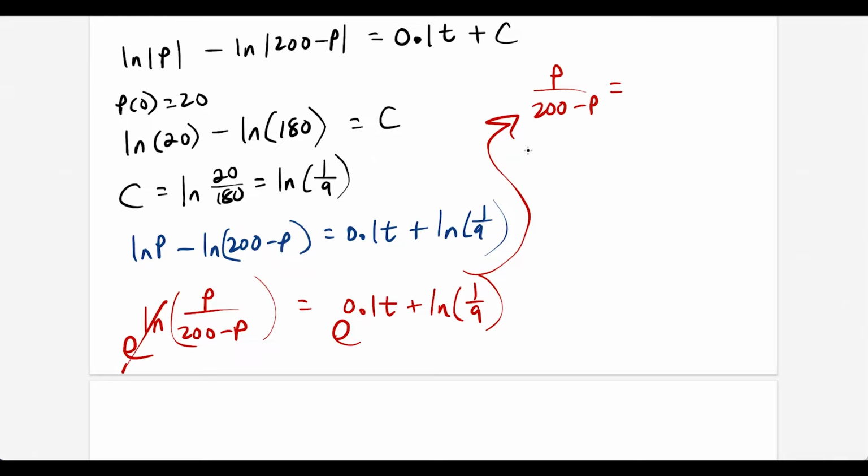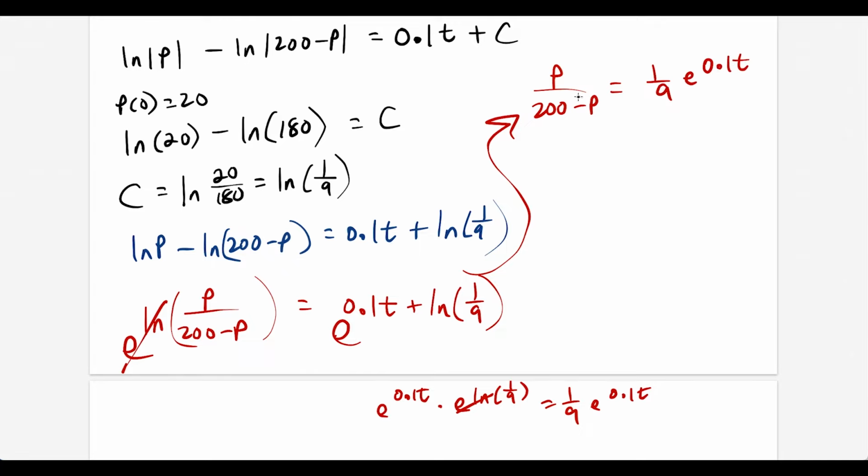to this power here. And if we want to clean this up a bit, this is just a side note. Notice that this could be rewritten as e to the 0.1t times e to the natural log of 1/9, and this would just cancel out like this. So e and ln would cancel out if we break this apart, and this would just be equal to 1/9 e to the 0.1t. So this will just clean it up a little bit and make it look nicer on the right side. So this we could say once again is 1/9 e to the 0.1t like this.